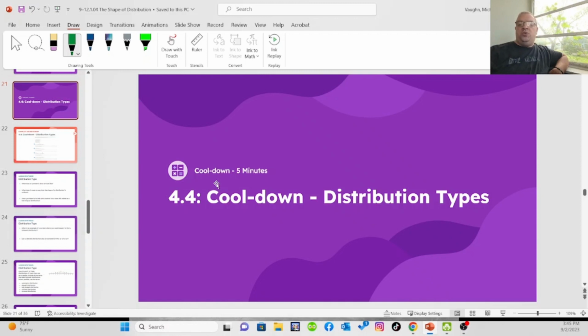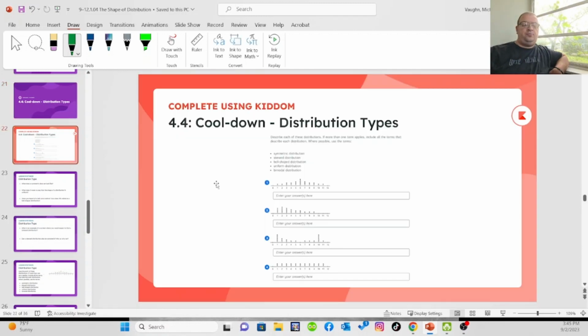And remember, cooldowns are for you individually. It is to allow me and the district to understand how comfortable you are with the material in this lesson so that we can plan moving forward as you get closer and closer to the end of unit exam as well as the midterm, which will have some of this information on it as well. So this is what it will look like within Kidam. You can see that you're going to type your answers in.